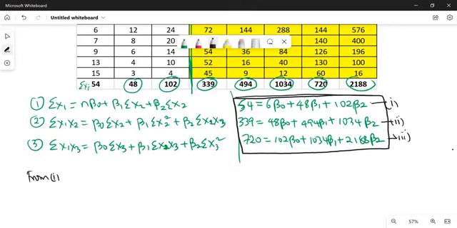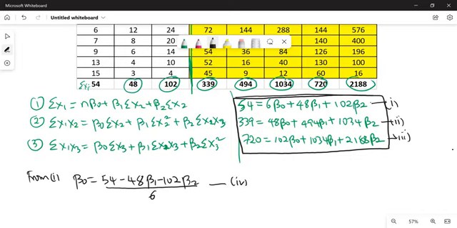and I want to express beta naught in terms of the other values. From equation 1, we can say that beta naught is equal to 54 minus 48 beta 1 minus 102 beta 2, divide everything by 6. That is the value of beta naught. Okay. So you can call this equation number 4.